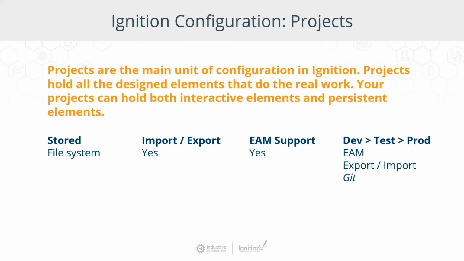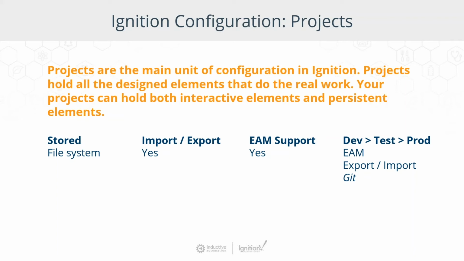This doesn't apply to Ignition 7.9, but it does apply to Ignition 8. In 7.9, this has EAM support, import, export, but it doesn't have the storage on the file system. I think that's worth noting. On 8 it does, on 8.1 it does, or it will, 8.2, 8.3. Going forward, that file system storage is where all of these project files are going to live.